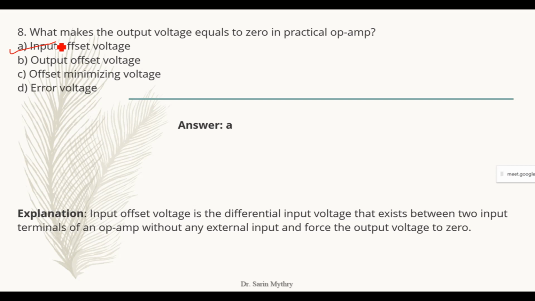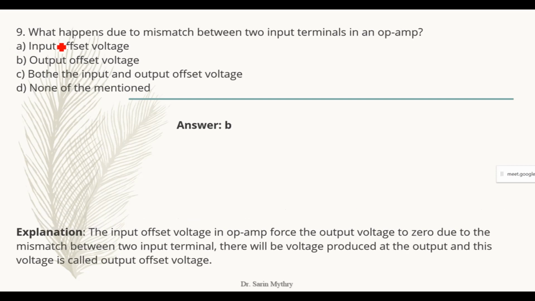That supplying of the negative value of the input offset voltage only we call as what? Resetting of your weighing machine. That is one of the examples. So option A is the correct one.